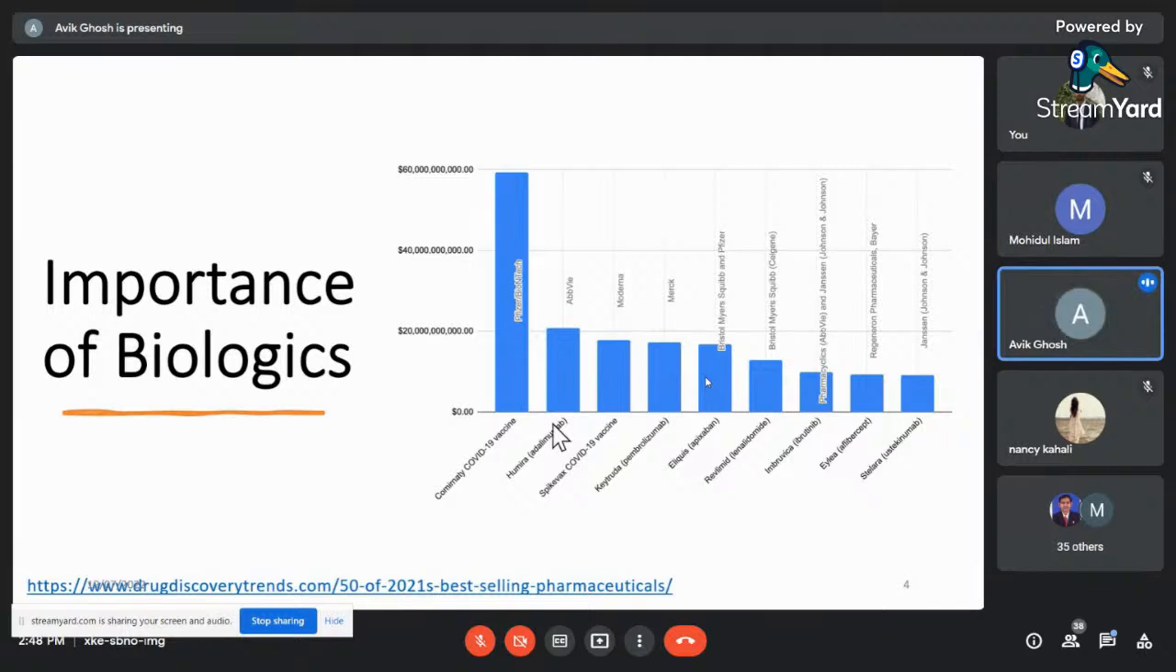And if you want to convert it in rupees for countries like India or China, that would be even huge, right? So obviously, it's not possible for everyone to afford these biologics, although these are available in the market, right? So that's where the need for biosimilars comes in.